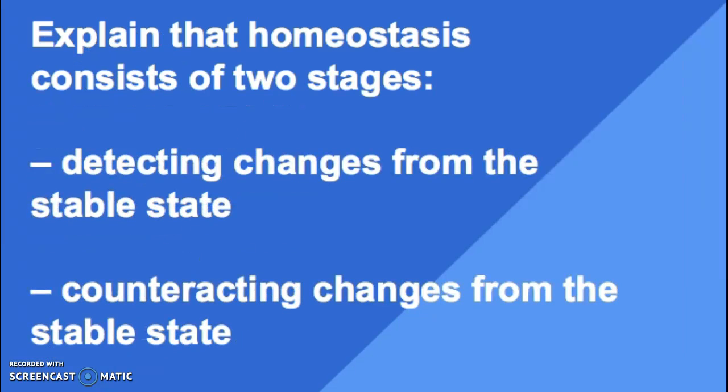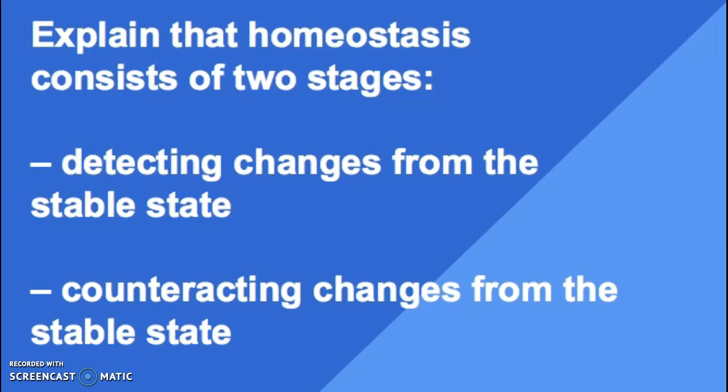The next dot point is again explain, which is cause and effect, that homeostasis consists of two stages. First of all, you have to detect changes from this stable state, and then the body has to counteract these changes from the stable state in order to maintain health.